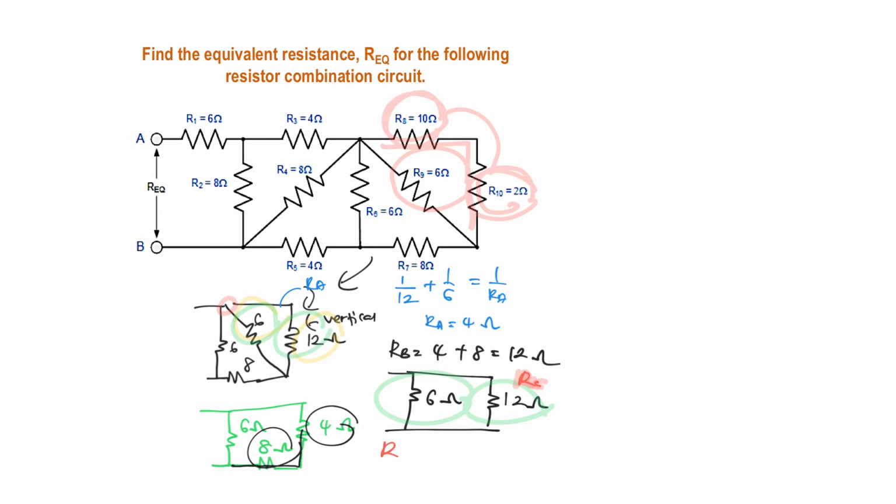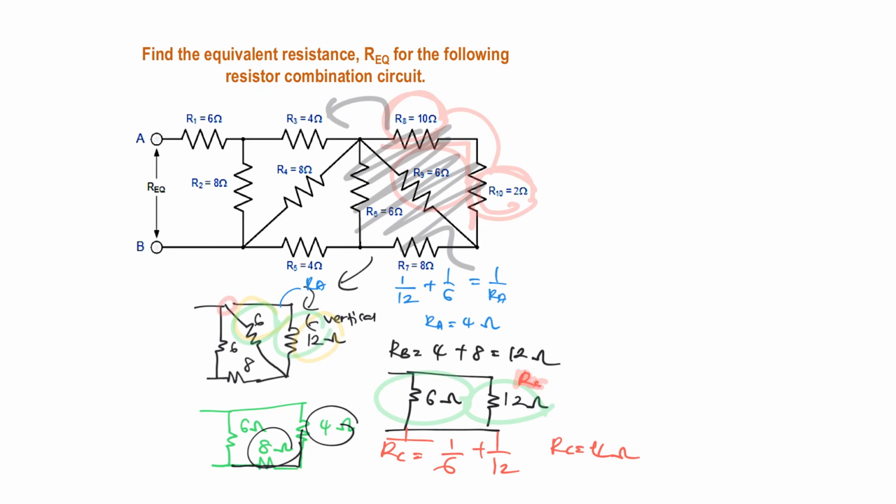Okay, so it's going to be 1 over RC equals 1 over 6 plus 1 over 12. You are going to get RC is 4 ohms. So now you are done with this part. Now focus on the second part.